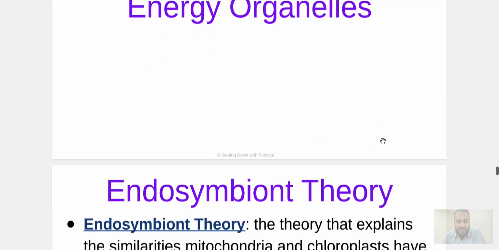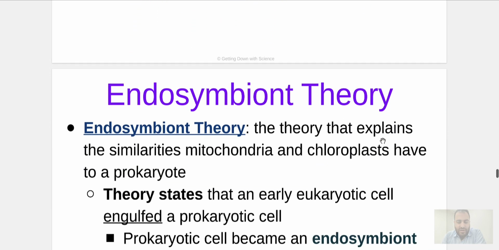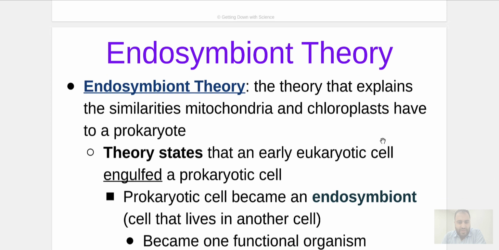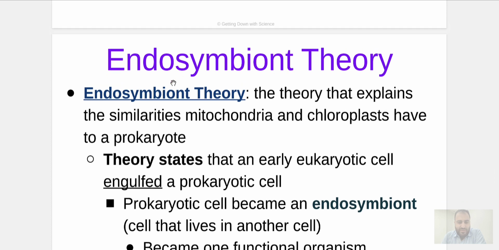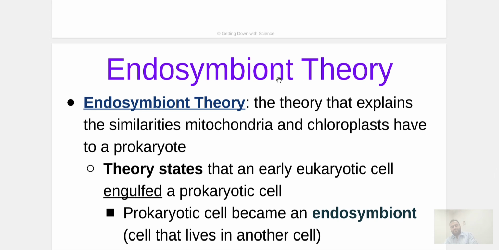So let's continue moving on into the last two organelles in this PowerPoint, which are the mitochondria and chloroplast. Now, the first thing we need to start with is endosymbiotic theory. Endosymbiotic theory is an explanation for the origin of mitochondria and chloroplast.